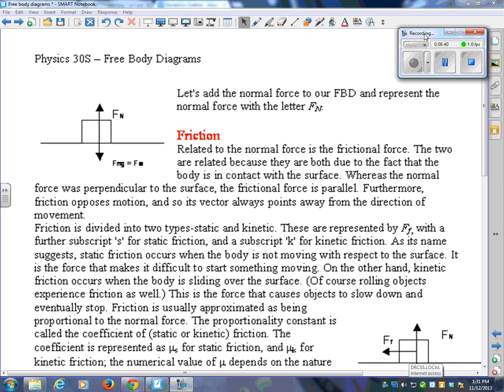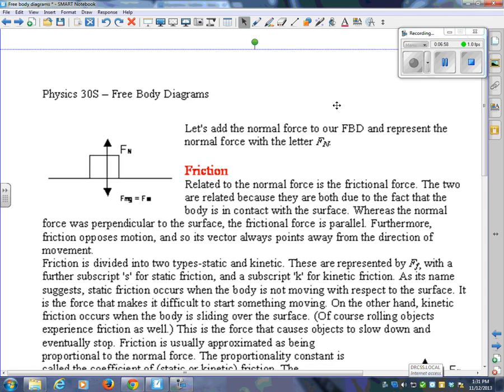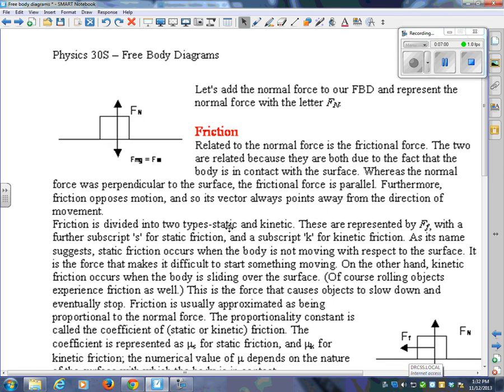Let's add the normal force. I sort of went a little bit forward there. I got a little bit carried away. Yeah, so I had a little bit of a net force on me, and I accelerated into the future a little bit there. Let's add the normal force to our FBD and represent the normal force with the letter Fn. And if you prefer to write it F perpendicular, you go right ahead.